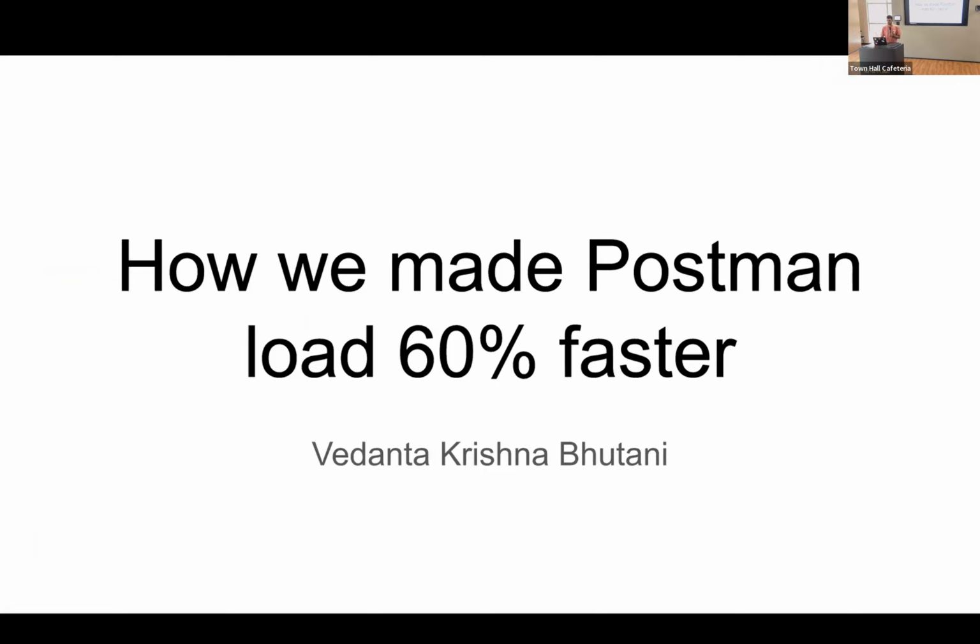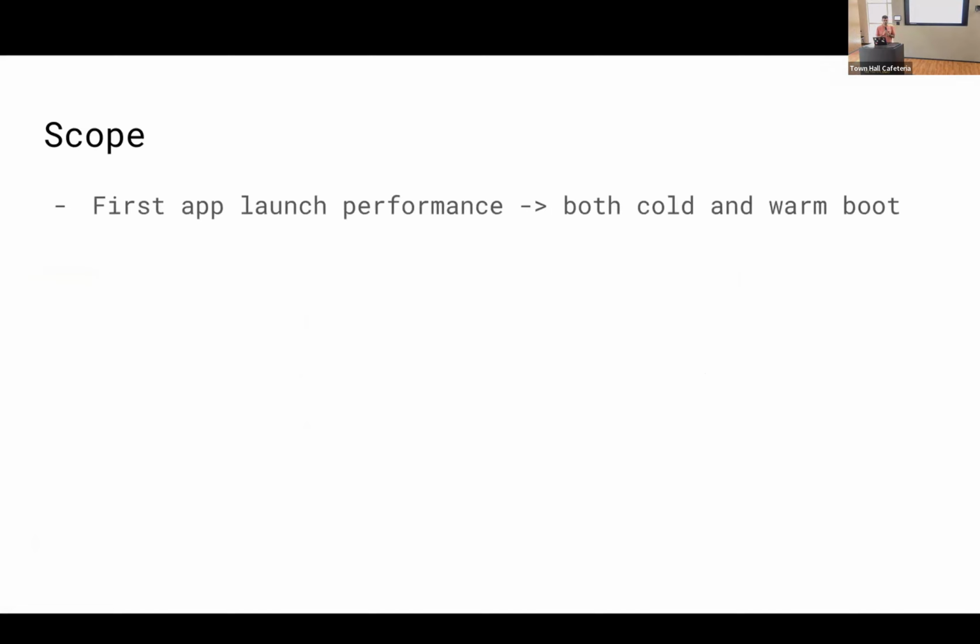Today I will be talking about how we made Postman 60% faster. Just to set the scope of this talk, I will be talking about the first app launch performance. What that means is when you click on the app, it opens up, and it takes some time. How much time does that amount to? That is your first app launch performance.